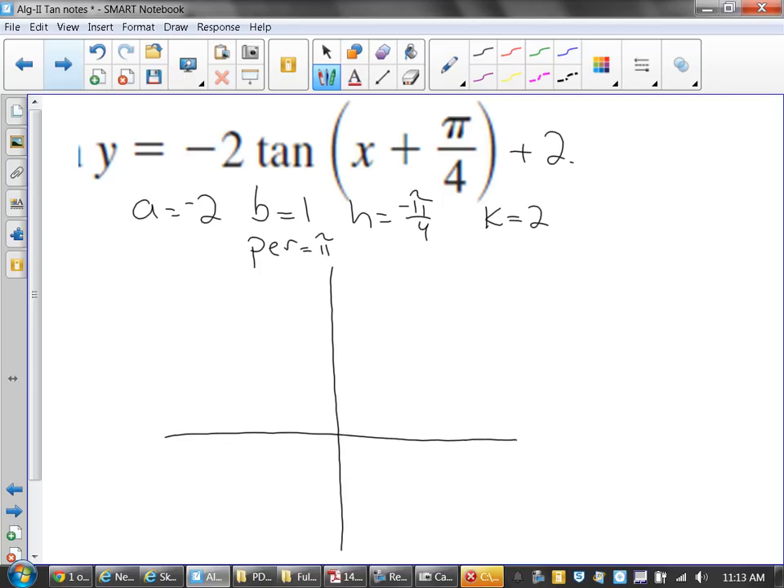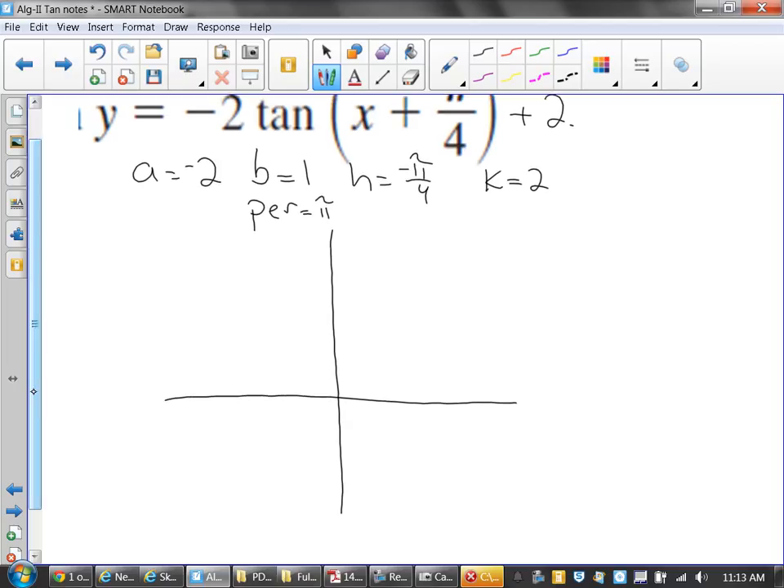Just a little bit. I do have to go vertically up a little, so let's move that one down a little. We know that the original parent function is going to go through the origin no matter what. I know the period between that is pi. So that means one half is pi over 2. The other half is negative pi over 2.